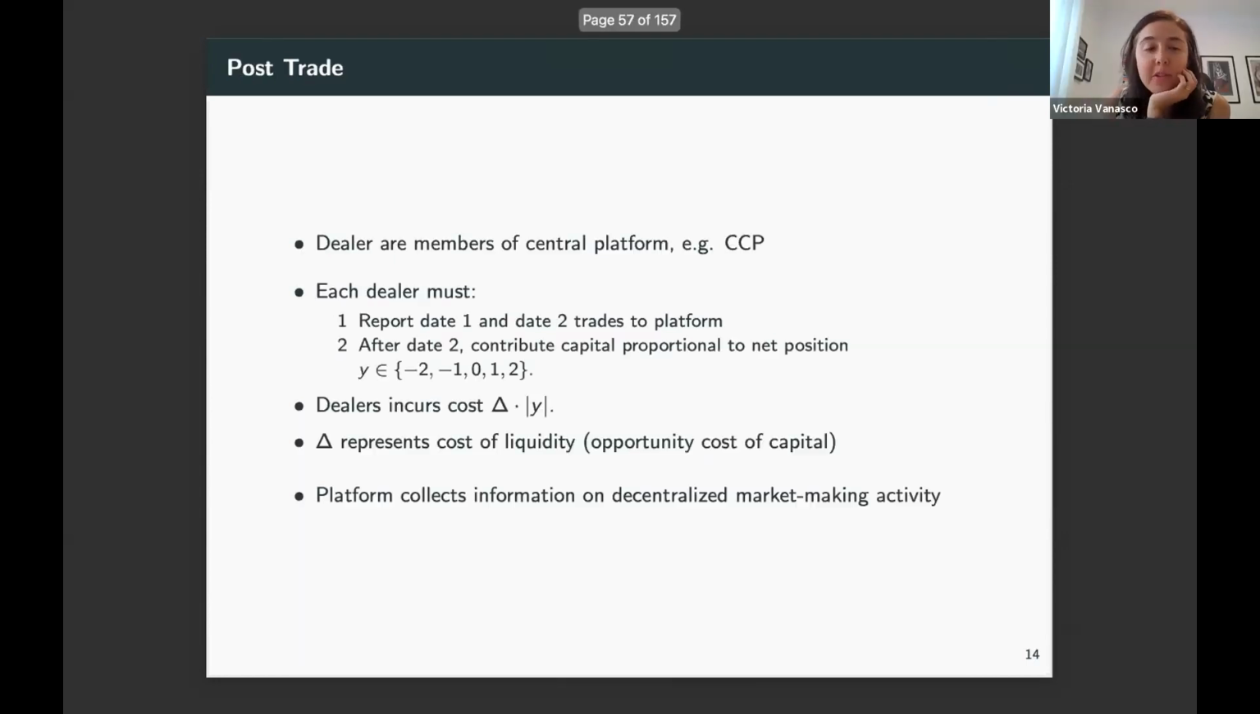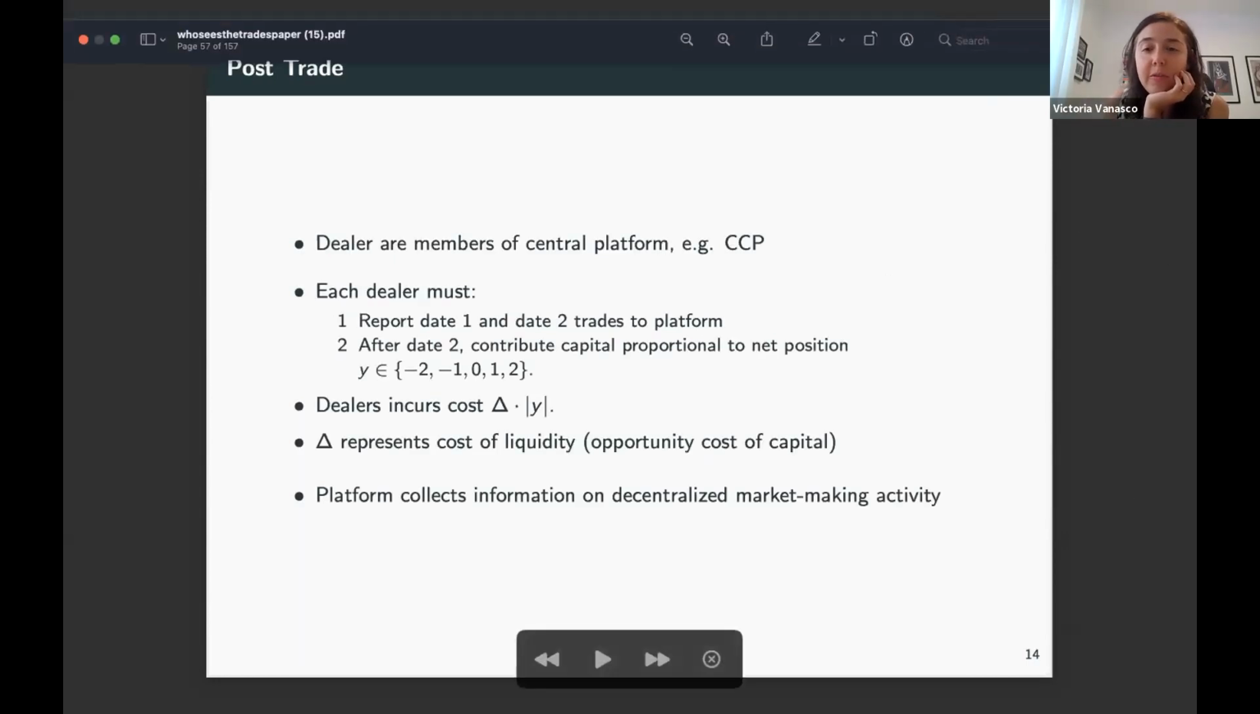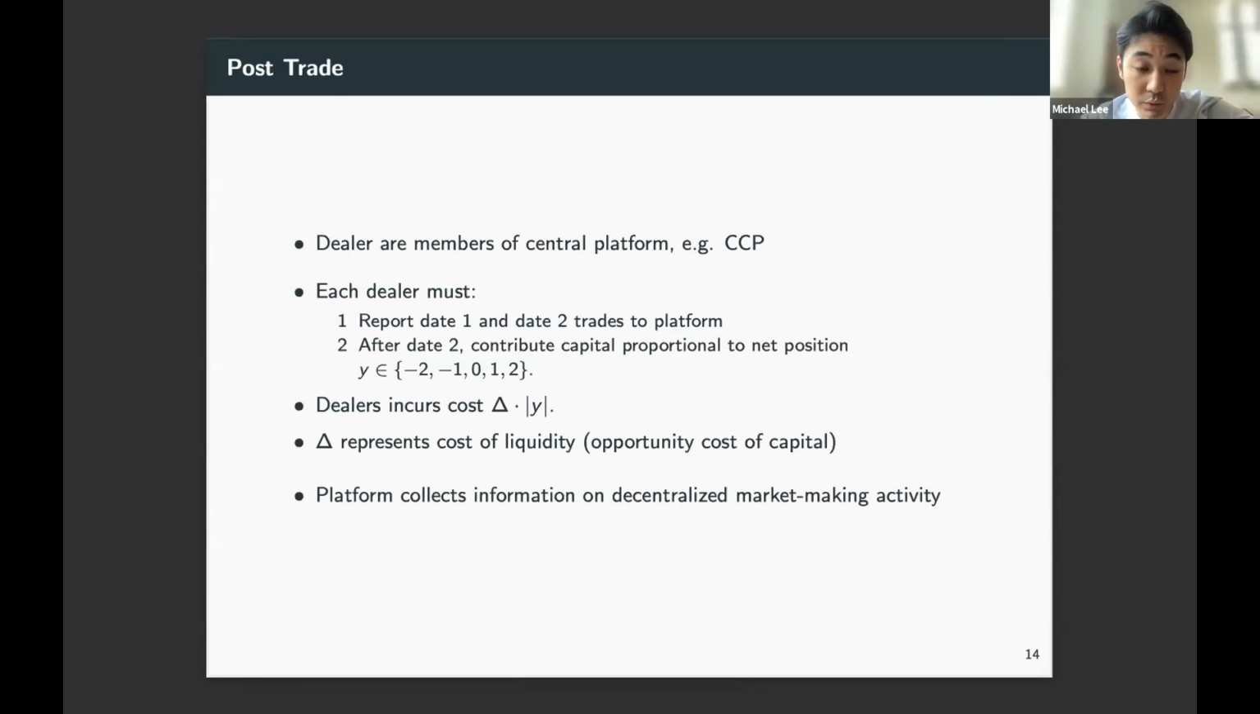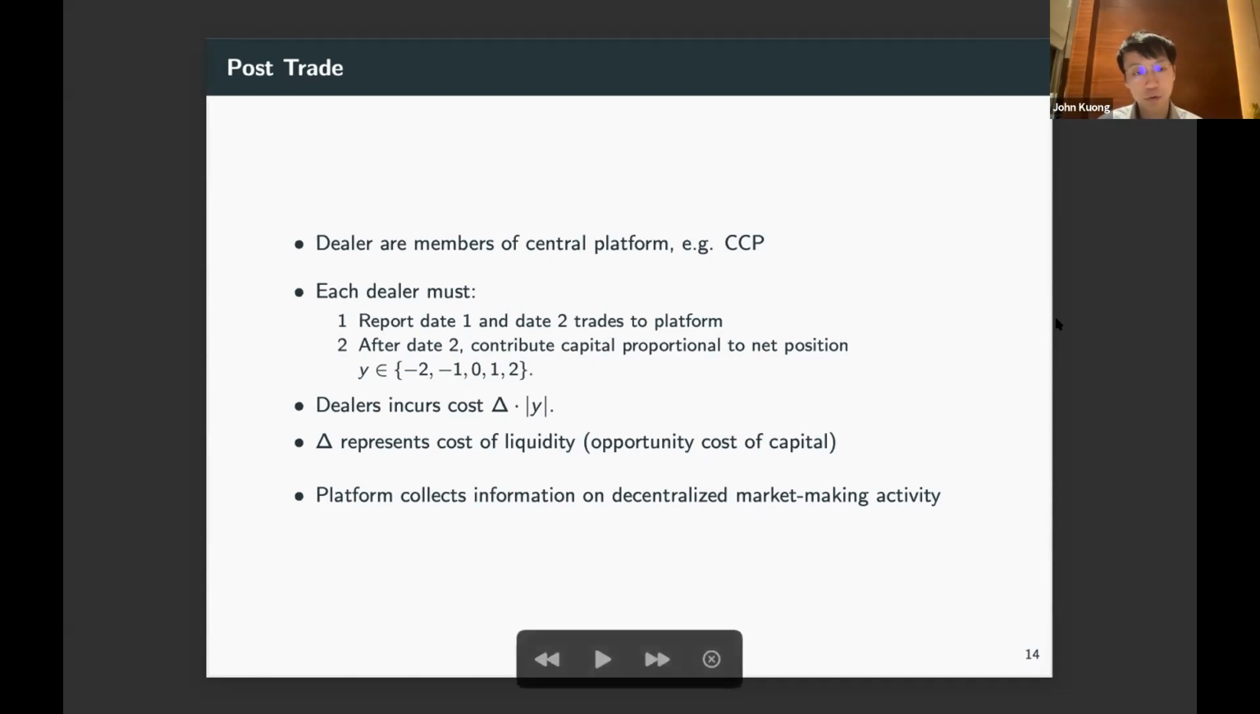Michael, one question, is it a choice to report information to the platform? It's not going to be a choice. We're going to assume that this information is provided, and we're going to instead consider how this information may be aggregated and redisseminated to the dealers. And on that, you mean the report has to be truthful? Yes, that's right.